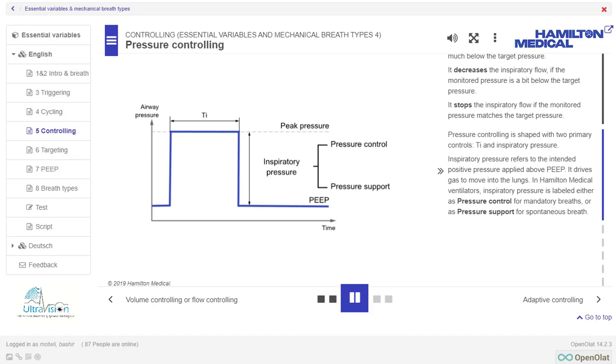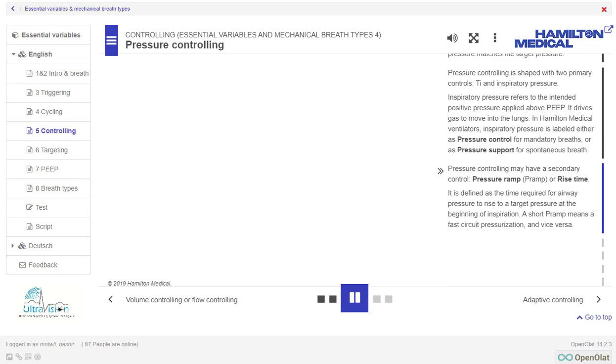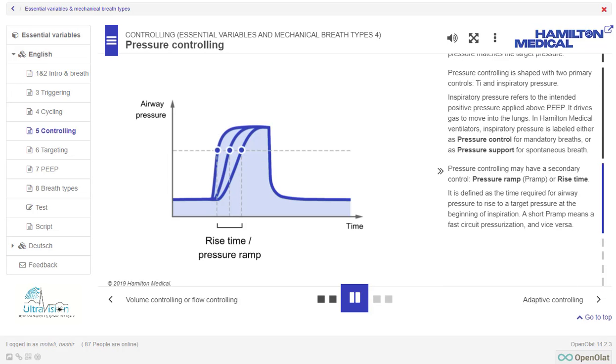Pressure controlling is shaped with two primary controls, TI and inspiratory pressure. Inspiratory pressure refers to the intended positive pressure applied above PEEP. It drives gas to move into the lungs. In Hamilton Medical ventilators, inspiratory pressure is labeled either as pressure control for mandatory breaths, or as pressure support for spontaneous breaths. Pressure controlling may have a secondary control, pressure ramp, P ramp, or rise time. It is defined as the time required for airway pressure to rise to a target pressure at the beginning of inspiration. A short P ramp means a fast circuit pressurization, and vice versa.